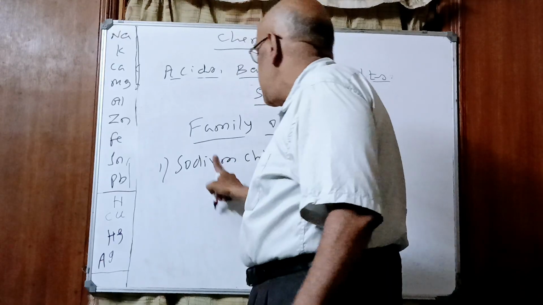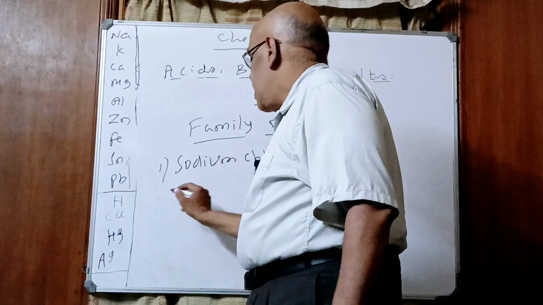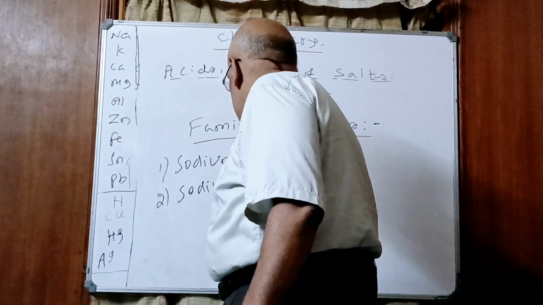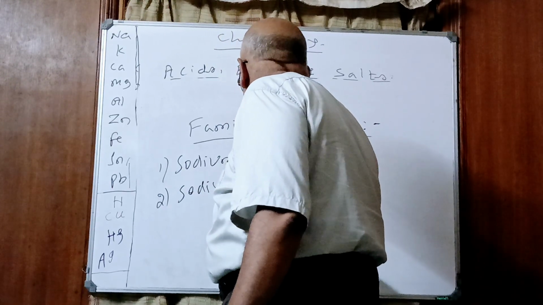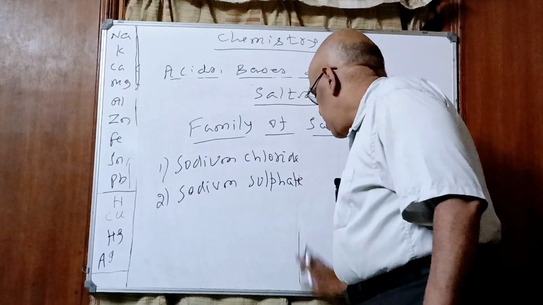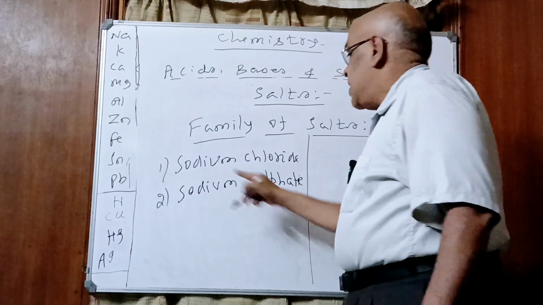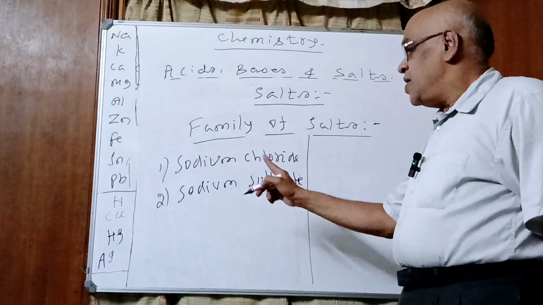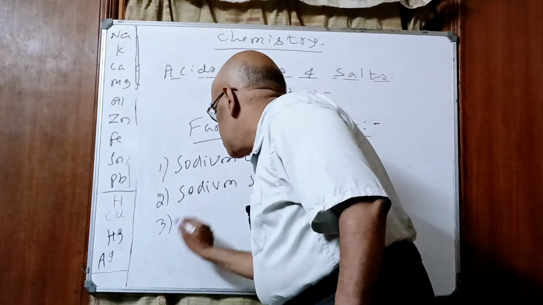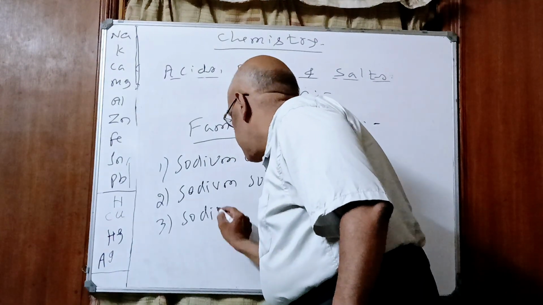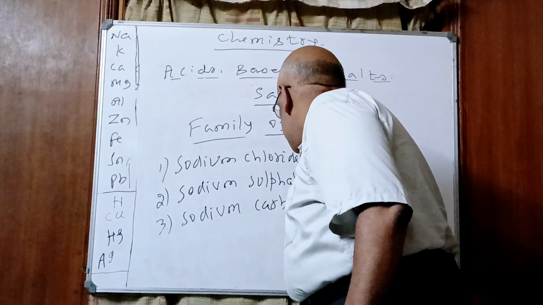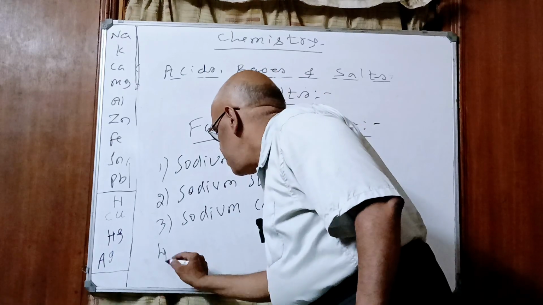What is the first name, children? Sodium. Same cation. Then sodium sulfate. See, children, now you understood. Now we got the hint. What is it? The cation is the same. Sodium chloride, sodium sulfate. The anion part is different. Then sodium carbonate, formed from carbonic acid. Carbonate. Then sodium acetate.